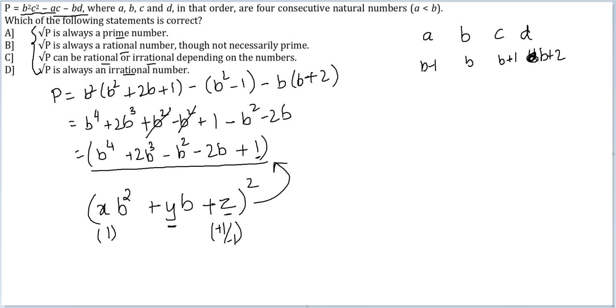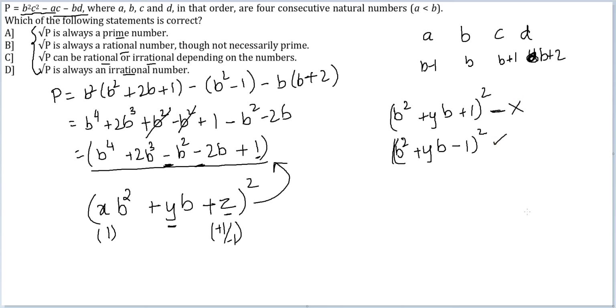The only value that is left is for y. Now see, the two possible expressions that you can get from here are b square plus yb plus 1 whole square, or b square plus yb minus 1 whole square. Now see, if this had been the case, you would never have gotten these terms which are negative, because all the three terms that you are getting here are positive. So this is definitely not the case. This is the case that we are dealing with. Let's try and expand this expression.